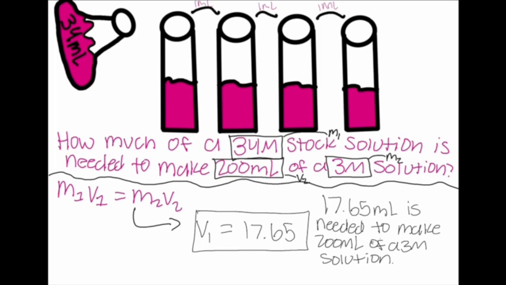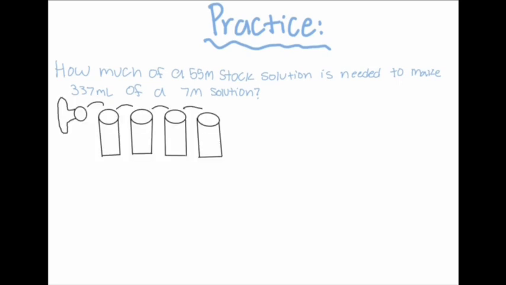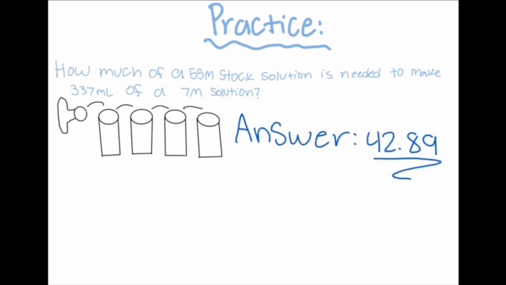I'm going to display a practice problem to try on your own. This problem reads how much of a 55 mole stock solution is needed to make 337 milliliters of a 7 mole solution. Pause here to solve. Final answer is 42.89 milliliters.